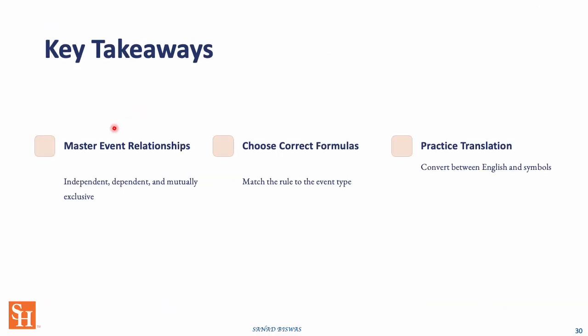So that's all for today's lesson. I believe now you have a good idea about what we mean by independent or dependent events, and what mutually exclusive events are. We have also discussed different formulas, and I believe you'll be able to use the correct formula in the correct situation. You should also be able to convert general English language to symbols, and translate from symbols back to English.